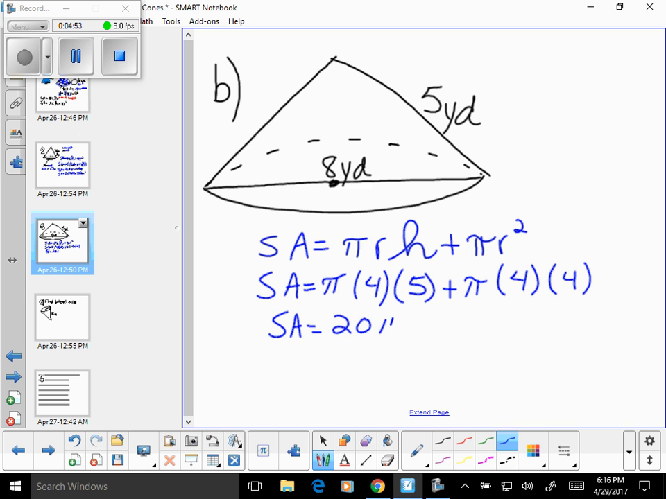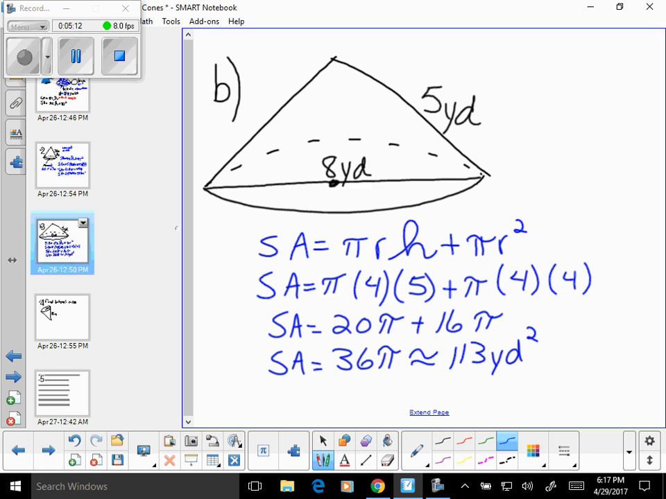This was going to be 20 pi plus 16 pi. And the surface area, if I add those together, is 36 pi. This is where I'll take out the calculator. Multiply 36 times the pi key. Get 113 yards squared. Now, I haven't really talked too much about lateral area. I guess I've assumed that you pretty much realize that if they ask you for surface area and lateral area, you just use that pi r slanted h, give me the 20 pi, and then go to the nearest unit.